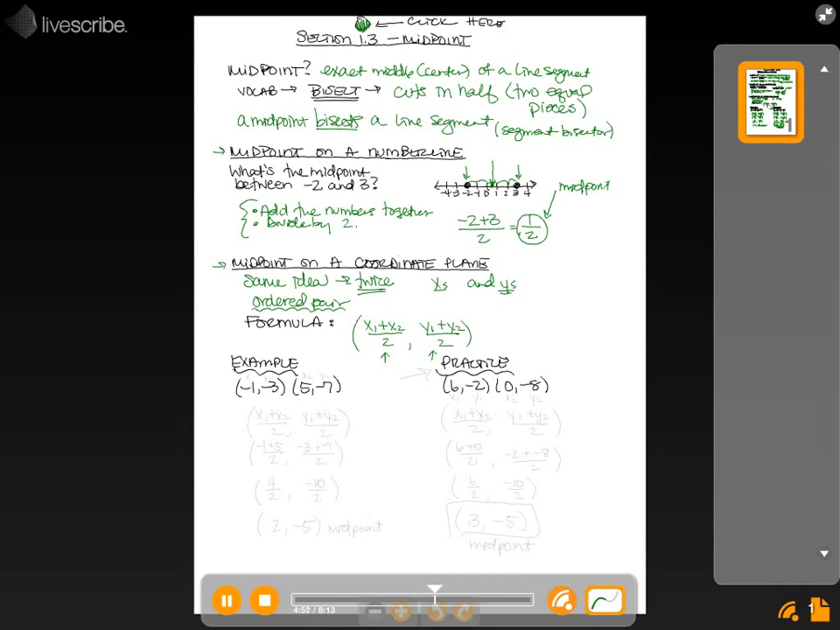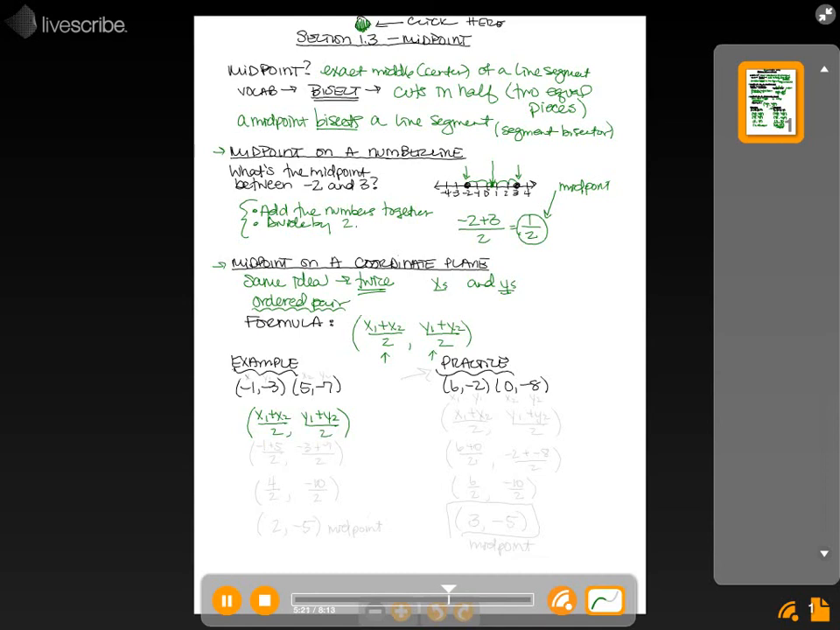Okay? I've got an example here for you. And we're using the same points we did for our distance problem. So we're going to find the midpoint between -1, -3, and 5, -7. First thing I'm going to do is write down my formula. Alright, x1 plus x2 divided by 2, y1 plus y2 divided by 2, in parentheses as an ordered pair.